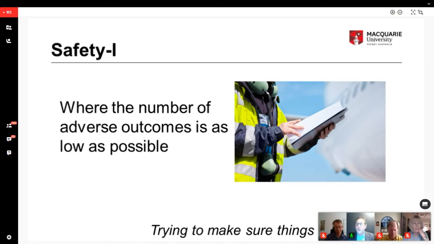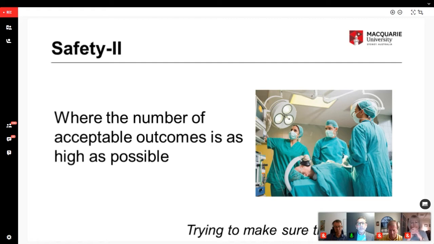Now the other confusion sometimes is about safety 1 and safety 2. And these are closely related terms to resilience engineering. So safety 1 is the way we've traditionally done safety. It's where the number of adverse outcomes is as low as possible, trying to stamp out harm, trying to make sure things don't go wrong. Safety 2, on the other hand, is where the number of acceptable outcomes is as high as possible, trying to make sure things go right more frequently.